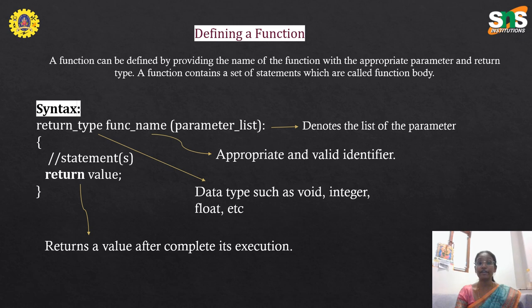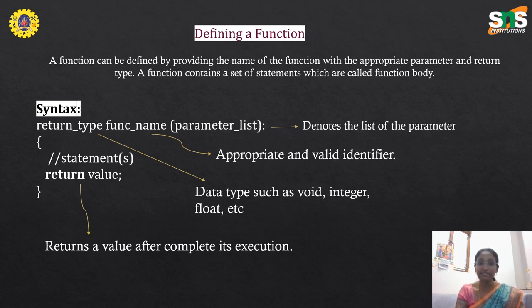Okay, now defining a function: how is a function defined in my code? Functions can be defined by providing the function with the appropriate parameters and return type. Okay, these are the two things we will work with: one is the parameter and second is the return type. So these two things we will work with here.